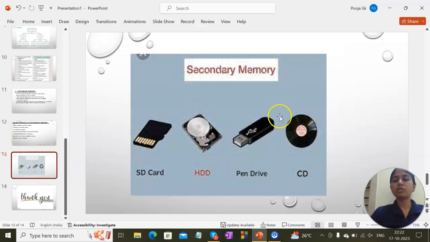This is the picture of secondary memory. SD cards, HDD, pen drive, CD. These are the pictures of secondary memories.